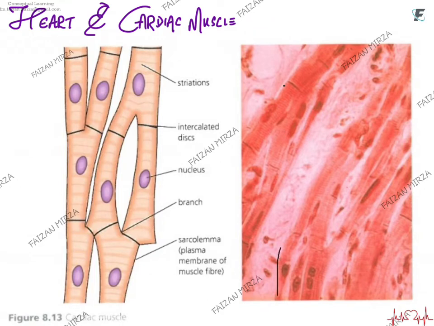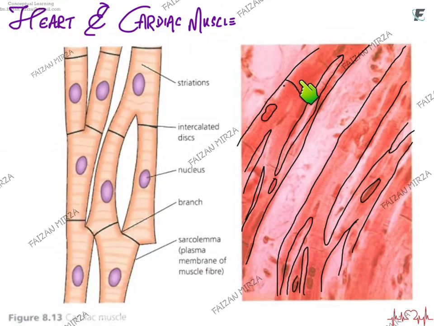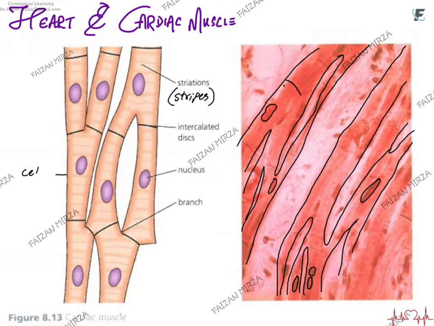If I just add the lines here, this can probably help you see how the actual cells are, and you can see the branching, the nucleus and the intercalated discs as well. So these are the features of the cardiac muscle. The stripes are there because these are the actual filaments that contract and allow the muscles to contract.